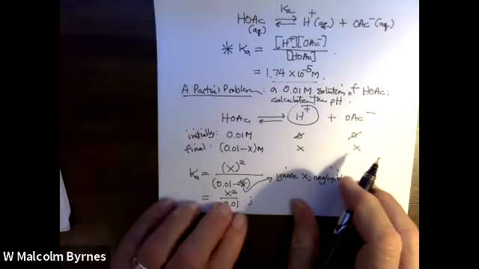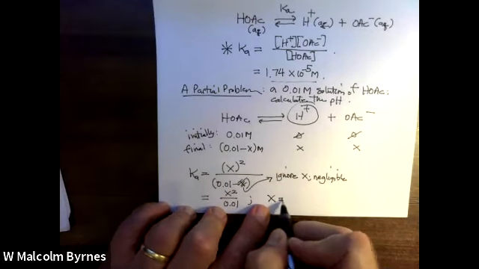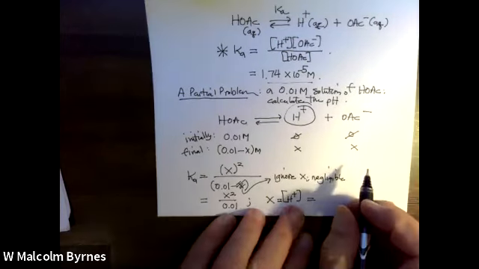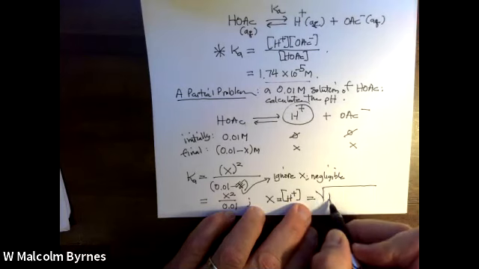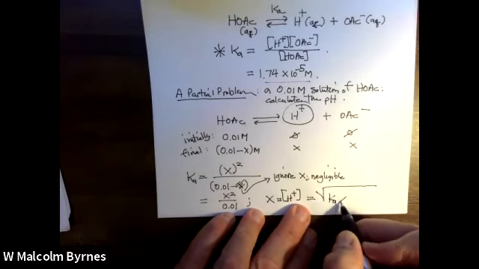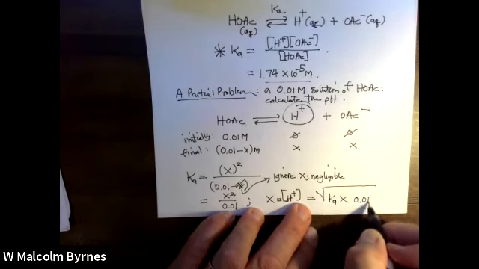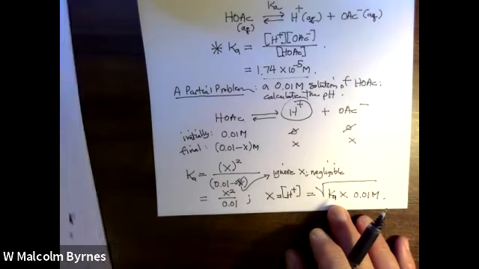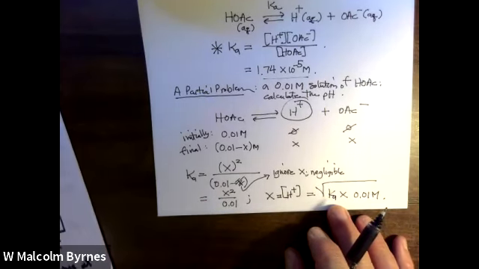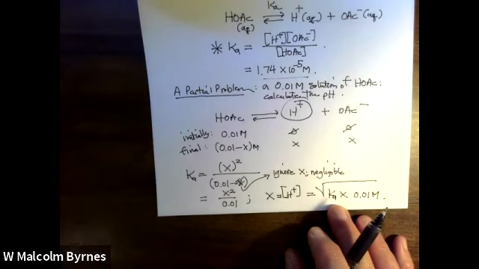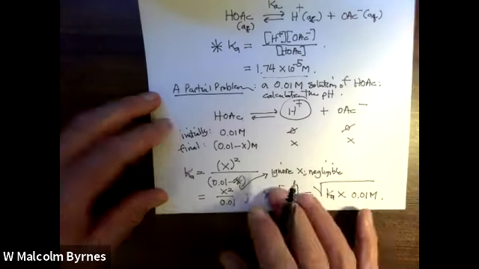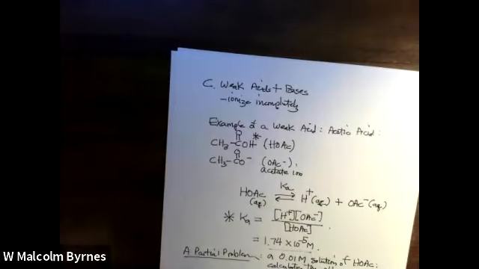And that means that X, which is the hydrogen ion concentration now, is equal to the square root of K sub A times 0.01 molar. So all you have to do is take the square root of K sub A times 0.01, and that will give you the hydrogen ion concentration, and then take the negative log of that, and that will be the pH. Okay, so that's how you would calculate the pH of a weak acid.